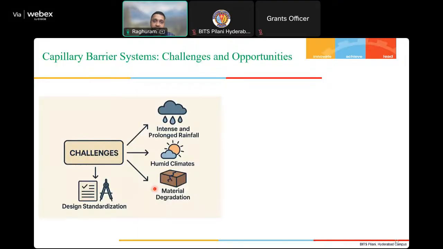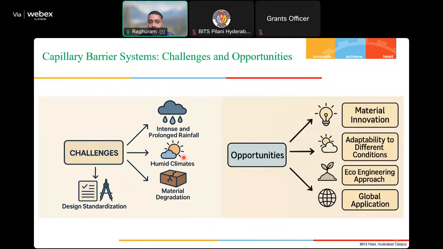Now, what are the challenges and what are the opportunities that we can see? One of the challenges is that even if we provide this capillary barrier system, if the rainfall is very intense, let us say 10 times or 15 times the expected, and that too with a prolonged duration, like maybe 1 day, 2 days, then of course the water will slowly penetrate into the soil. And what are the opportunities?